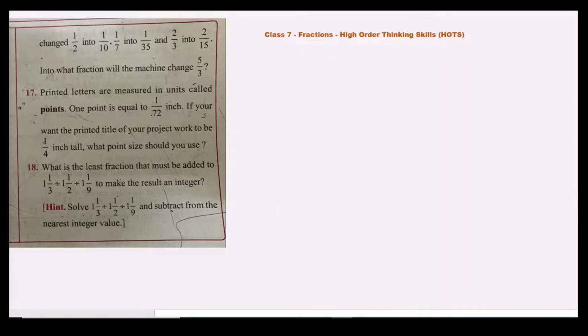I am just reading, this is the 17th problem. Printed letters are measured in units called points. 1 point is equal to 1 by 72 inch. Here it is given as 1 by 72 inch equals 1 point. Right. Now if you want the printed title of your project work to be 1/4 inch, then how many points should you use? What point size should you use?